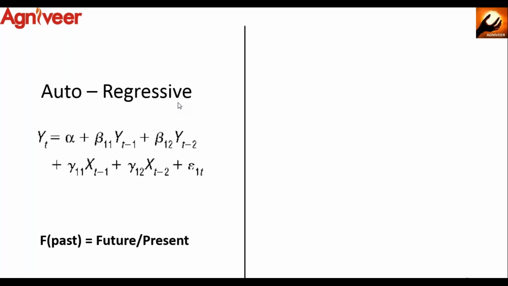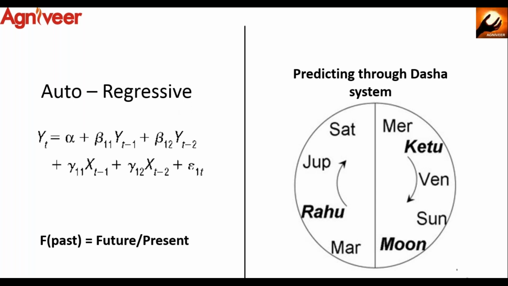And most of you would be aware that this is how your law of karma works. So whatever is happening to you in the current moment is all dependent upon your past karmas, past deeds that you've done. And I would say the best analogy that I can bring at the moment is that we have something similar in predicting through the dasha system as well.